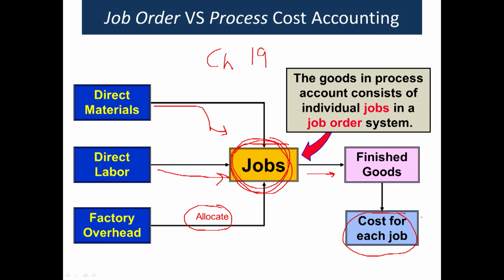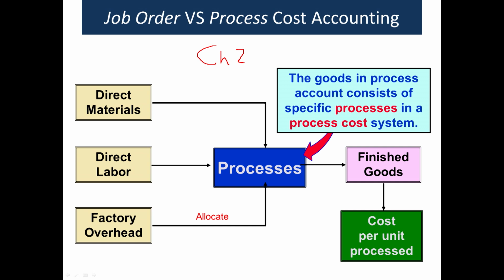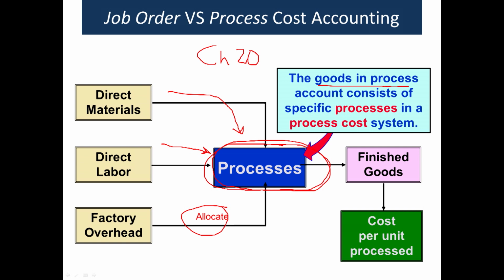In Chapter 19, it's very similar, okay? I'm sorry, in Chapter 20, it is very similar, except the goods in process inventory account consists of specific processes. So the direct materials and the direct labor are directly traced to the process or the processes, and the factory overhead is allocated to the process, okay? Eventually, you have finished goods, and then we want to figure out the cost per unit processed, all right? There's a lot of similarities, okay?